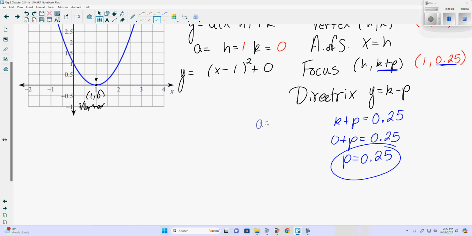But we still need to find the value of A. A is equal to 1 over 4 times P. A is equal to 1 over 4 times 0.25. Again, at this point, we can plug it in the calculator and let it do it for us. We can do it by hand. This one's actually nice. What's 4 times 0.25? 1. So it's really saying that I have 1 over 1, which is 1.